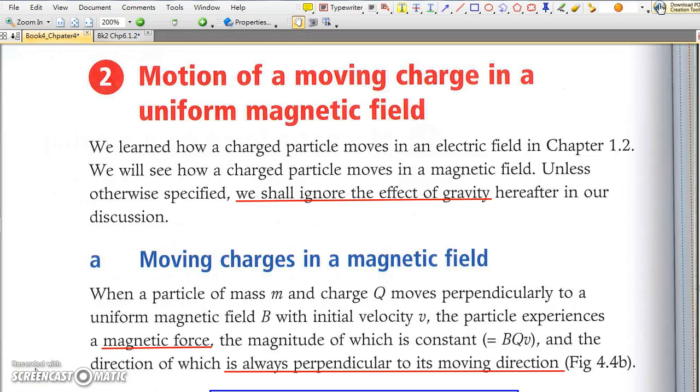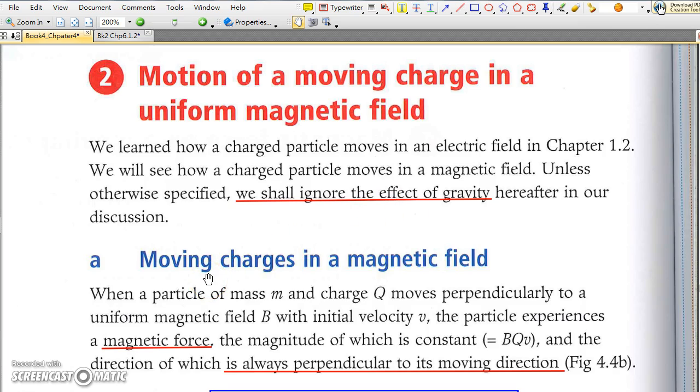Part 2. Motion of a moving charge in a uniform magnetic field. In this section, we will investigate the motion of charges in magnetic field and in electric field. As the force produced by electric field or magnetic field are so much larger than the weight of the moving charges, the effect of gravity is often ignored.